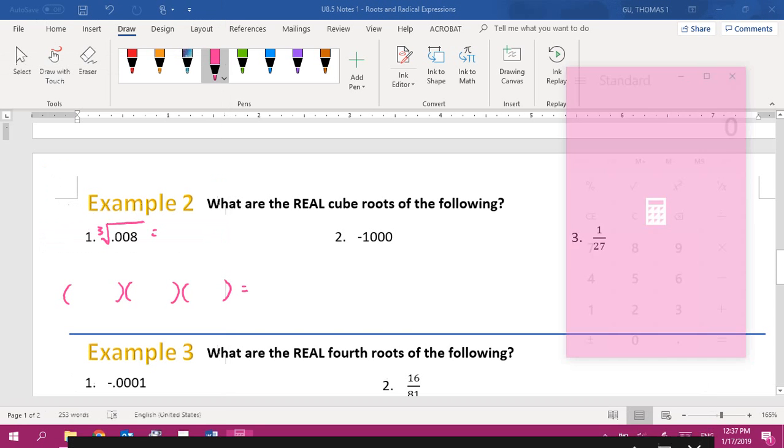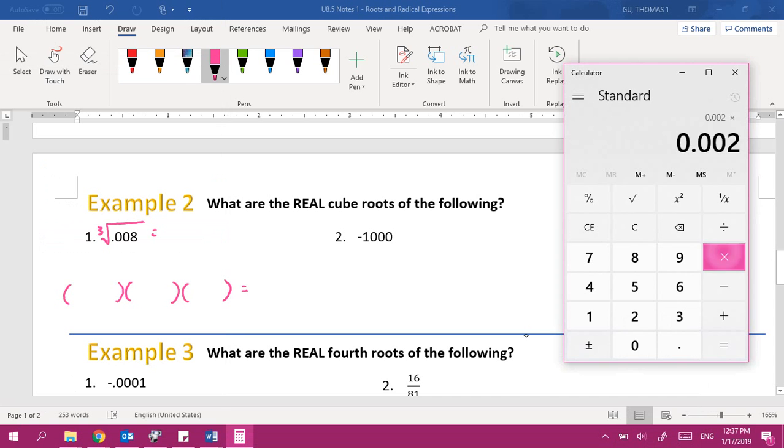Let's see here. 0.002 times 0.002 is, whoa, wait a second. I have to do one more time, right? 0.002. All right, that's probably not the answer then. That's a lot of zeros. Does anybody know what the answer is going to be? 0.2. Round it up. 0.02. 0.2 times 0.2 times 0.2 one more time is 0.008.